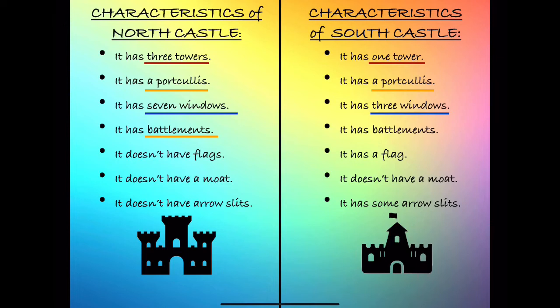Next sentence. It's about battlements. The North Castle has battlements and the South Castle also has battlements. That is another thing they have in common. Let's continue. The North Castle doesn't have flags, but the South Castle does. It has 1 flag.